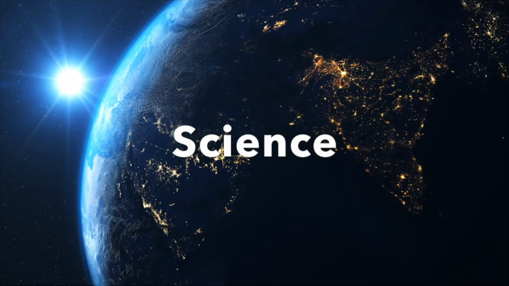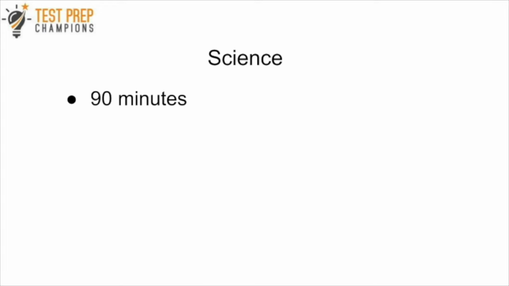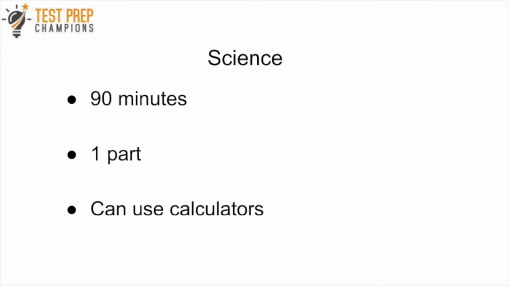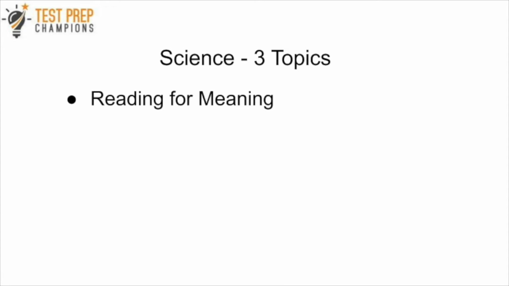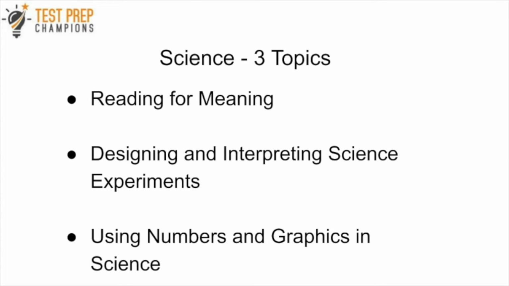Let's now switch our focus to the science section. You'll have 90 minutes to complete the science section. There's 1 single part with questions made up of multiple choice, drag and drop, fill in the blank, and other style of questions. You can use your calculator for the science section. The 3 topics for science that you need to be familiar with are reading for meaning, designing and interpreting science experiments, and using numbers and graphics in science.